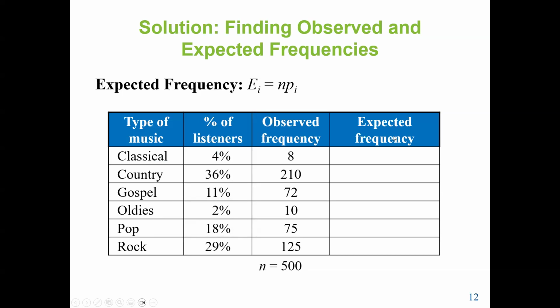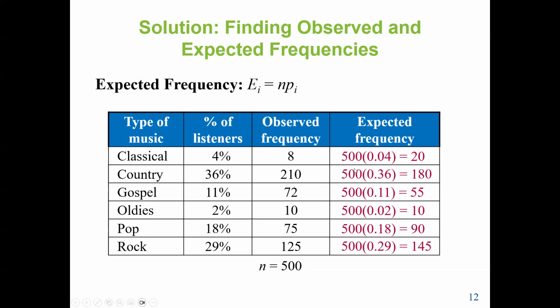Now we can find the expected frequency. Remember, the expected frequency will be 500, which is the N, times the probability or the percentage. This will be the percentage of each category. So the N is always 500. Then classical is 4%. Country is 36%, so that will be 0.36.